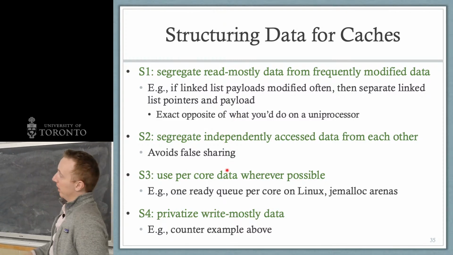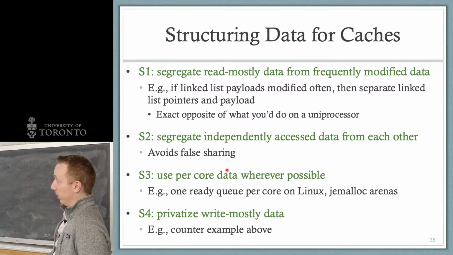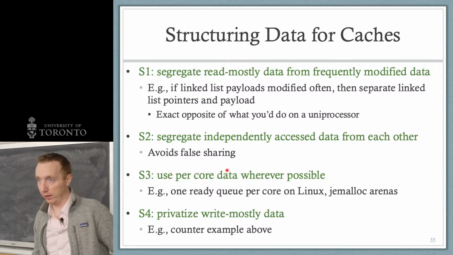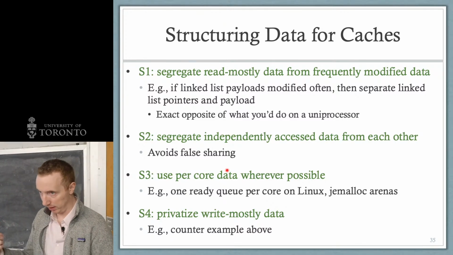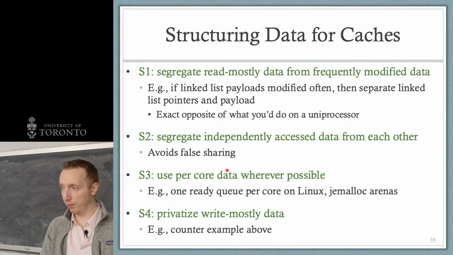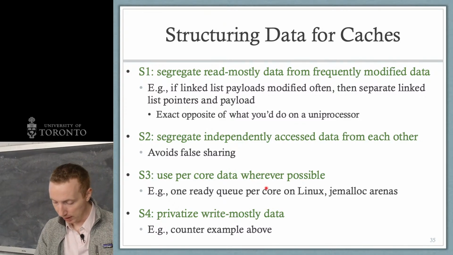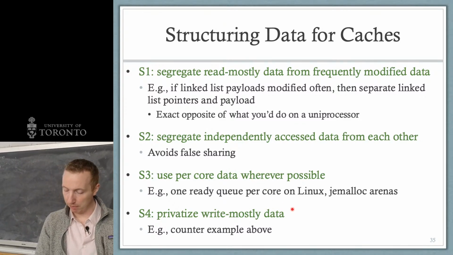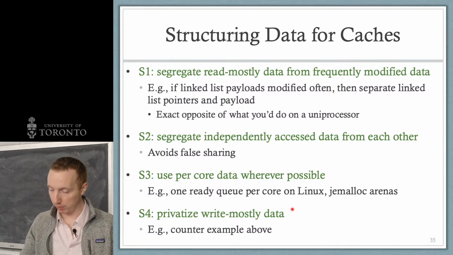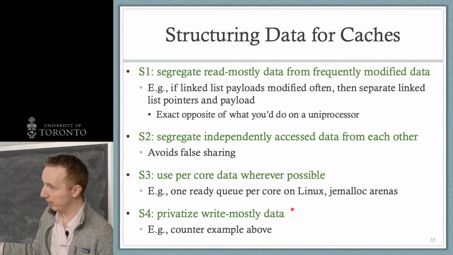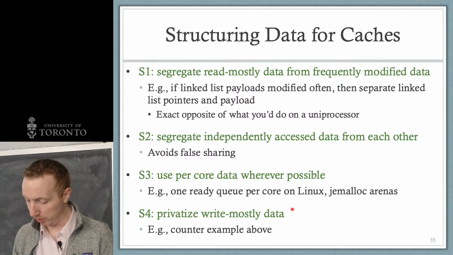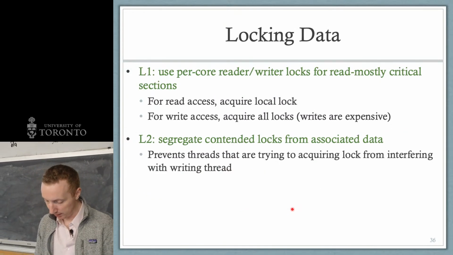And I should also use per core data wherever possible, like one ready queue per core on Linux, and like jemalloc, that's one of the techniques it did too, just to ensure that there's no false sharing or anything like that. And if I have write mostly data, I want it to be private. I want to try to only write to my own local copy of it, and then everything will be nice and fast. I don't have to worry about data races or anything like that.